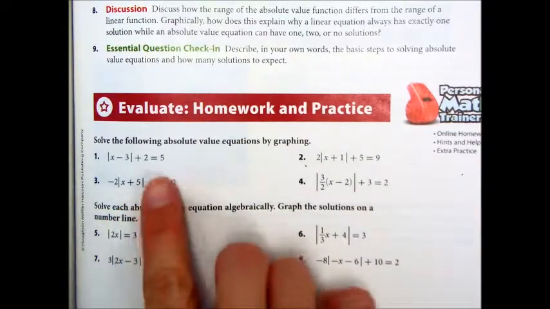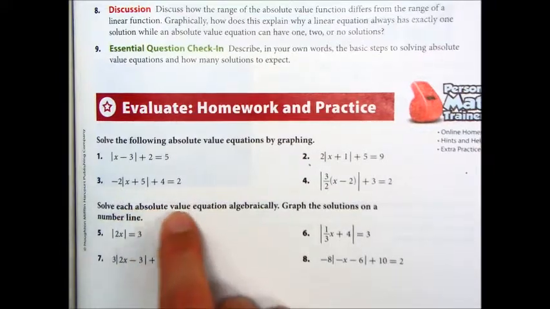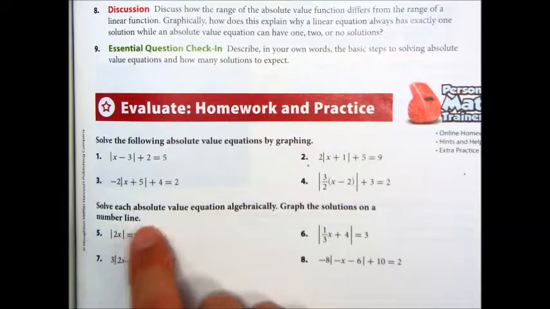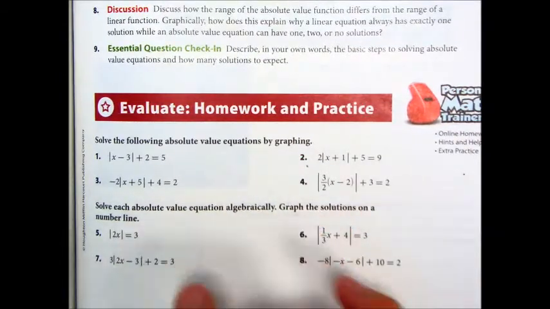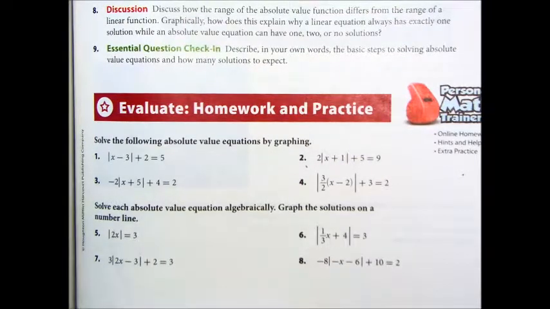Okay, guys, on all of these 5 through 18, you're going to notice that the directions say solve the absolute value equation, graph the solutions on a number line. I want you to ignore the graph solutions on a number line. So there will be no graphing of any kind. There is no graphing on a coordinate grid. There's no graphing on a number line. I just want you solving them exactly like I showed you in your notes. So these are all just solve it.